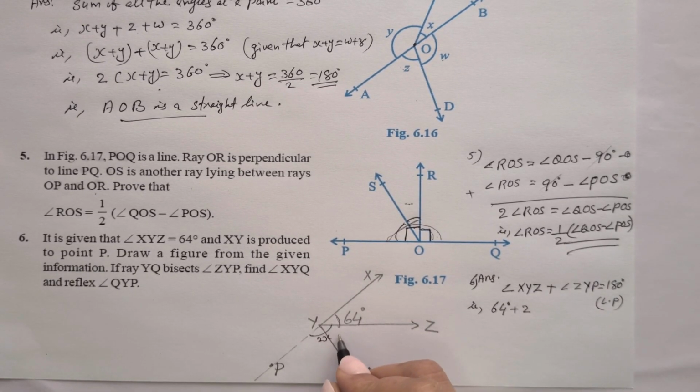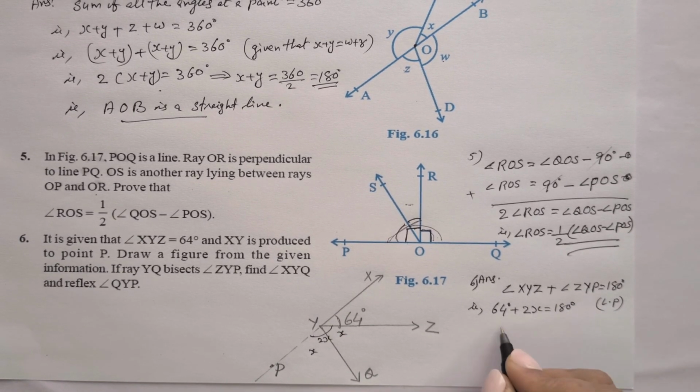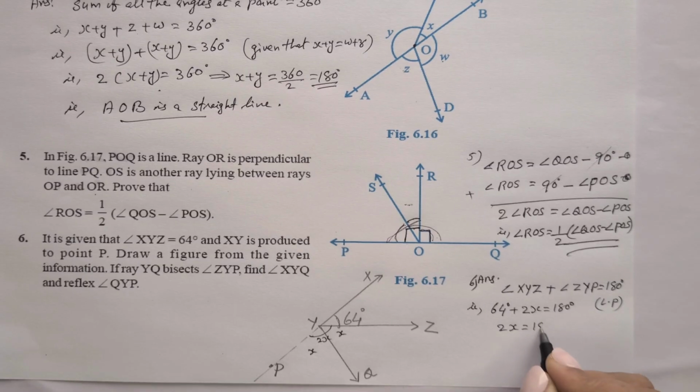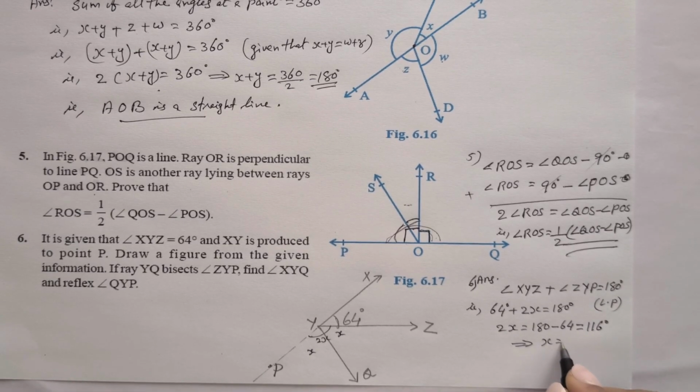This is bisecting. So each one is x. This angle is x, this also x. Total we can consider as 2x. So 2x is equal to 180 degree. That means 2x is equal to 180 minus 64, which is equal to 116. From that, x is equal to 116 by 2.